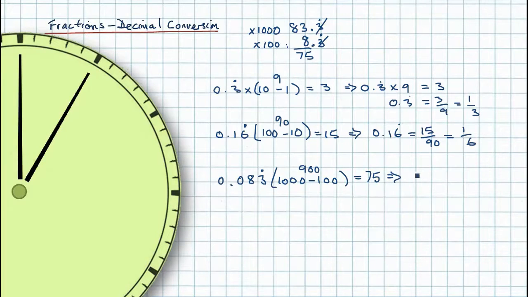Okay, so let's rewrite this. We end up with 0.083. We can do this straight away now, I think. Gives us 75 divided by 900. And if you work that out, you end up with a 12th. Okay? Obviously, you might need to go to one side just to work that out.